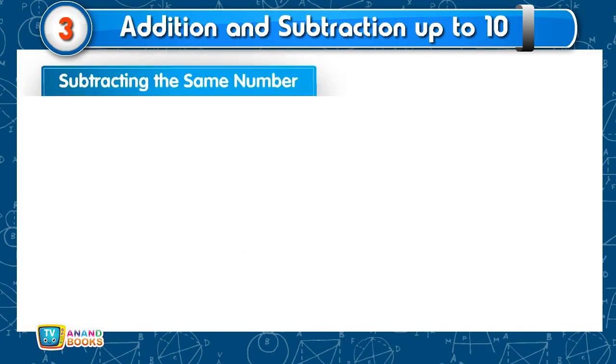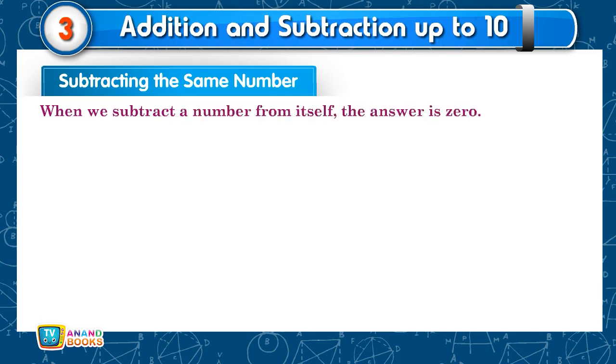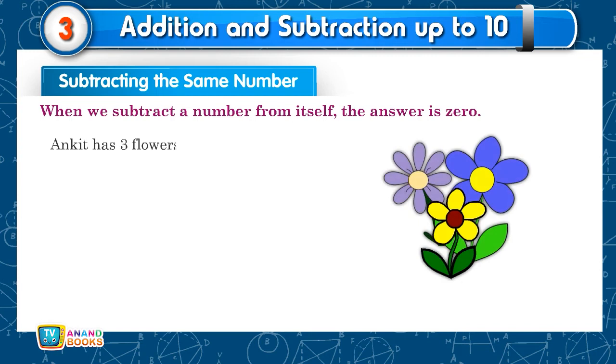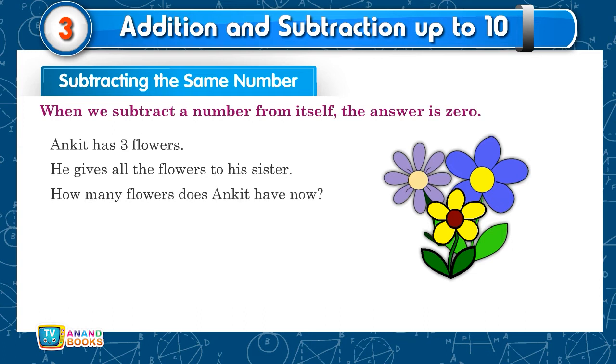Subtracting the same number. When we subtract a number from itself, the answer is 0. Ankit has 3 flowers. He gives all the flowers to his sister. How many flowers does Ankit have now? 3 minus 3 is equal to 0. Ankit has 0 flowers with him.